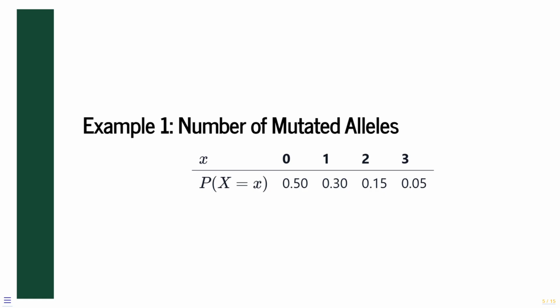Let's examine example 1 involving the number of mutated alleles carried by individual plants. The random variable X can take values 0, 1, 2, or 3, and each value has an associated probability listed in the table. This table is our probability distribution. Each entry tells us the likelihood of observing a particular number of allele copies in a plant from this genetic cross.